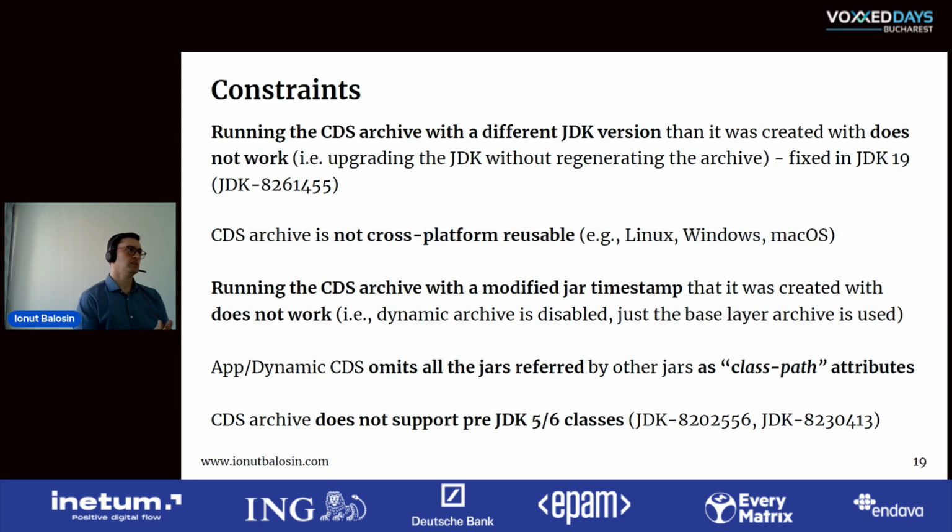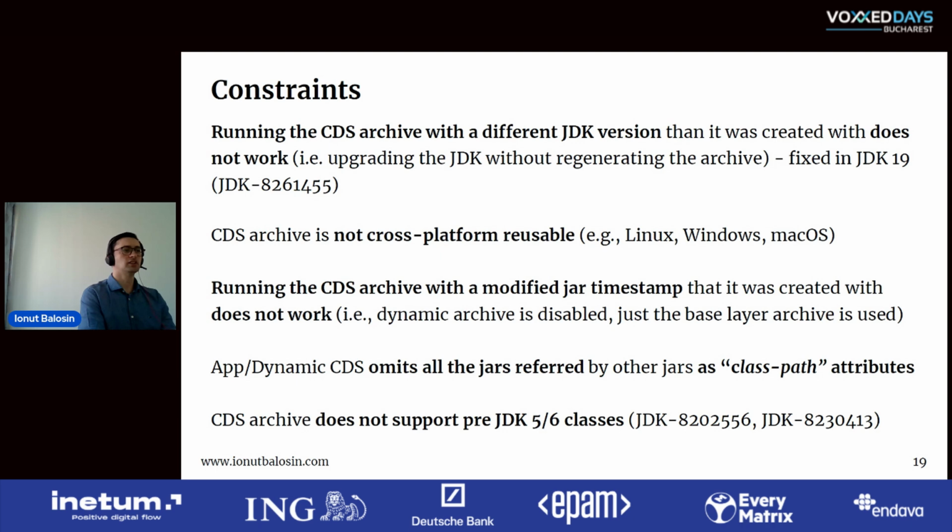The first one, which is a bit contrary to what you know, is that if you create a jar and run that jar after you upgrade the JDK version, it works. With CDS, it doesn't work. With CDS, you need to keep the same JDK version. This is fixed in 19, but at the moment, the version you create the CDS archive with, you have to use afterwards to run it.